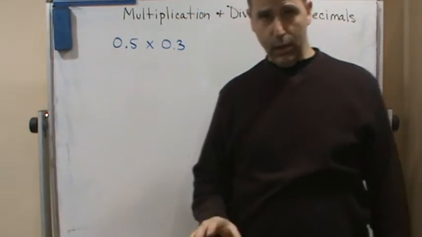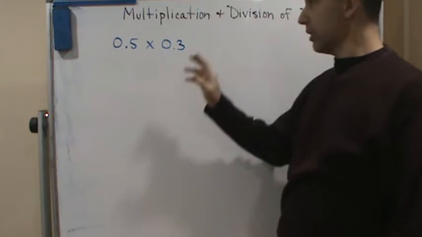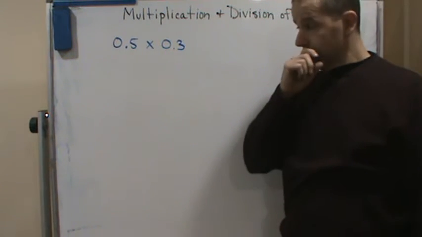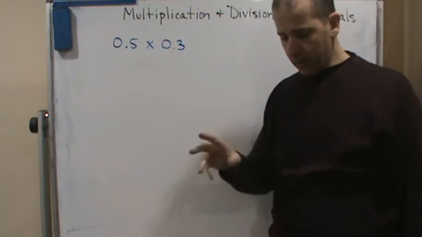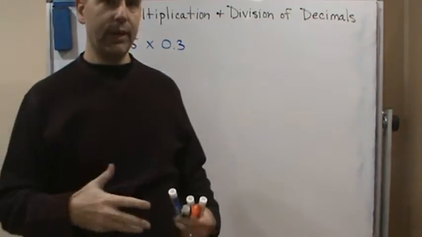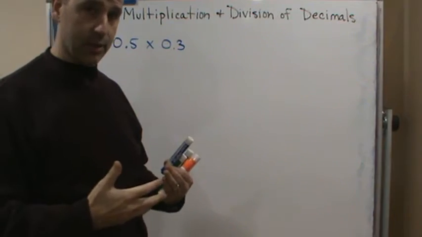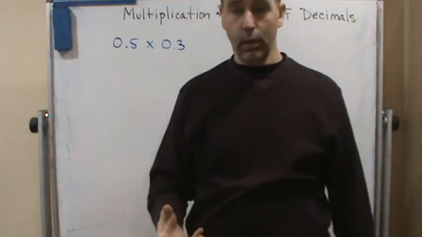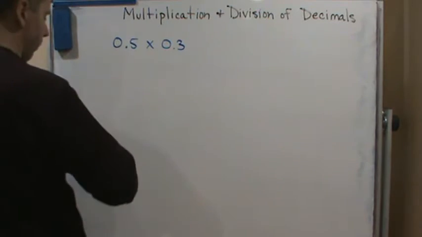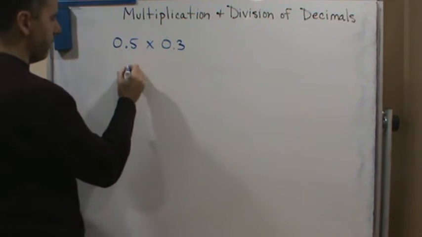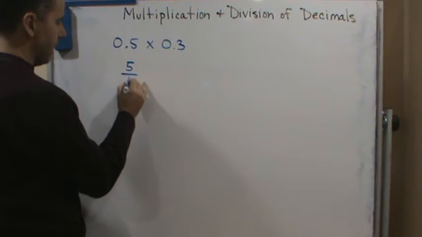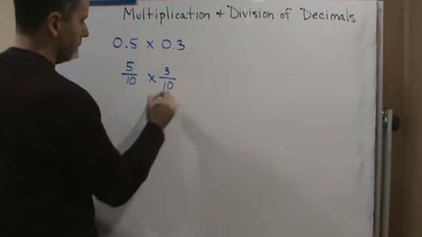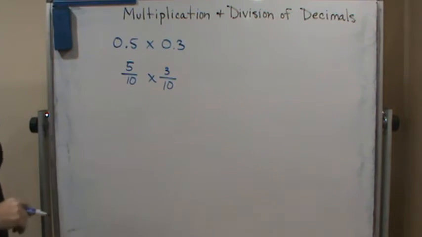Okay, so now I'm going to show you something because now we're going to start talking about multiplication and division of decimals. I'm going to start by reminding you that decimals are just fractions where the denominator is a power of 10, right? Because we can write this as what? 5 tenths times 3 tenths, right?